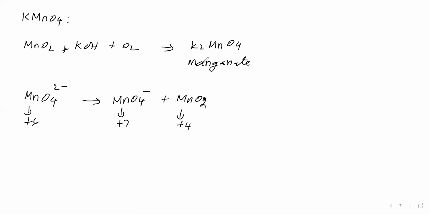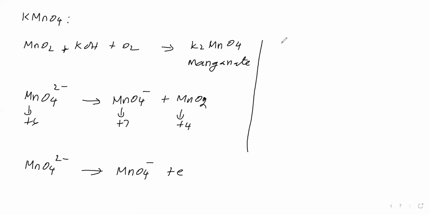Otherwise, this manganate is taken for electrolysis in alkaline medium, where it gives permanganate. This manganate on oxidation in alkaline medium, that means during electrolysis at the anode, becomes permanganate. So in this way permanganate will be prepared. Now the laboratory preparation of permanganate we will see.